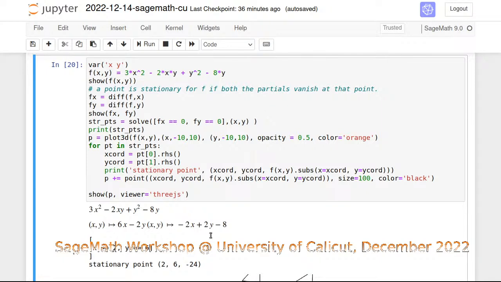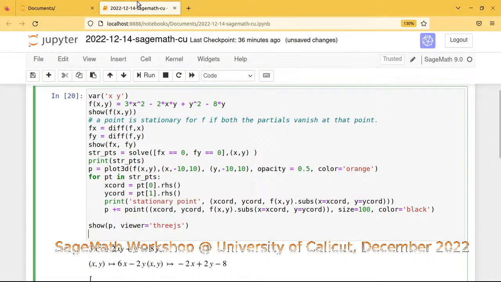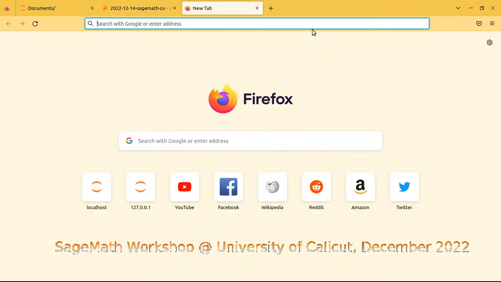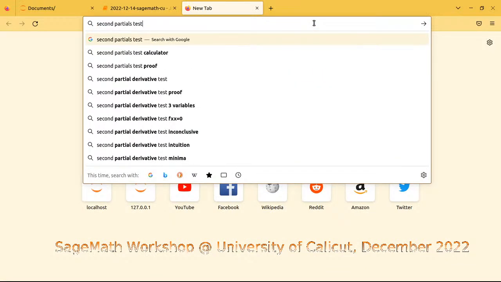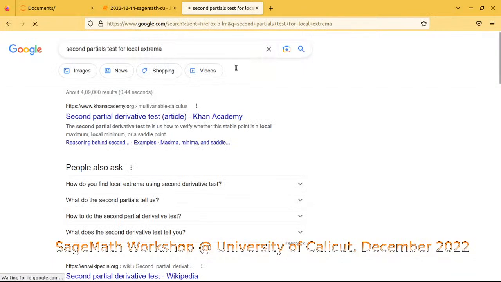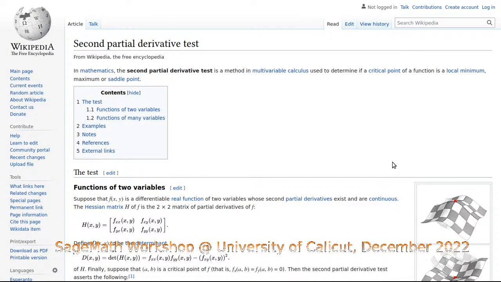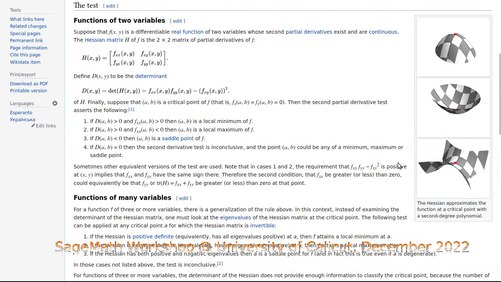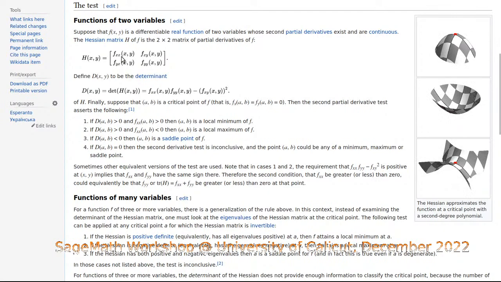So I will just try to give that definition here, the second partials test for local extrema. So this is essentially the test we have.